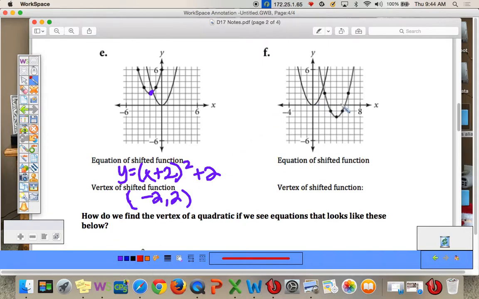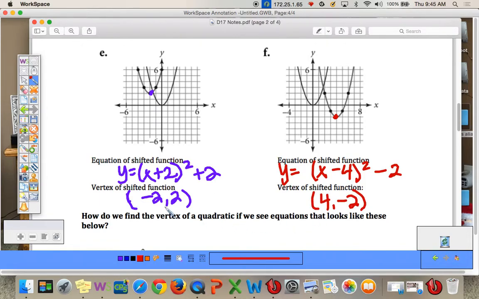All right, let's look at this shifted function again. Here's the parent function. This shifts to the right 1, 2, 3, 4, and down 2. So y equals right 4, down 2. The vertex is this point right here, would be 4, -2.